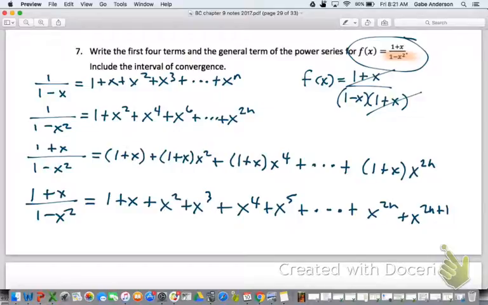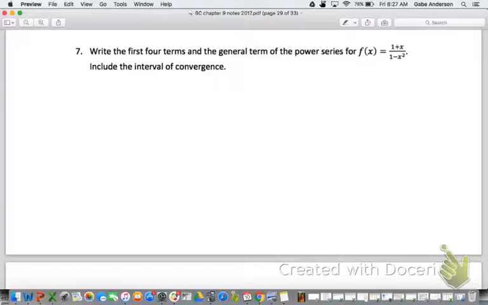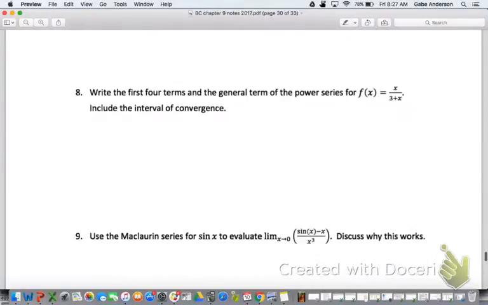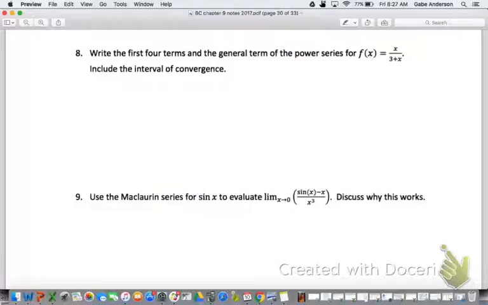Okay, let's take a look at our next one here, which is number 8. So with number 8, it says the first 4 terms in the general term of the power series right there include the interval of convergence. So this is somewhat similar to the one that you just did. This involves 2 different stages. It involves a substitution and it involves a multiplication. So because we just did one together like that, if you guys would try number 8 on your own for a few minutes, we'll let you do that. And then we'll try to tie it together and show you the solution here in just a little bit.